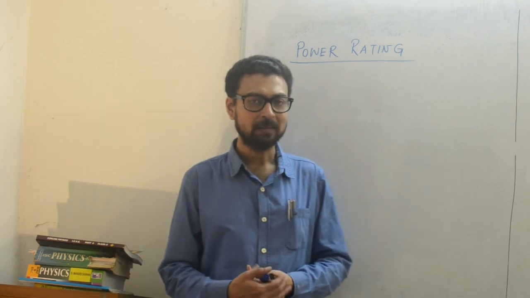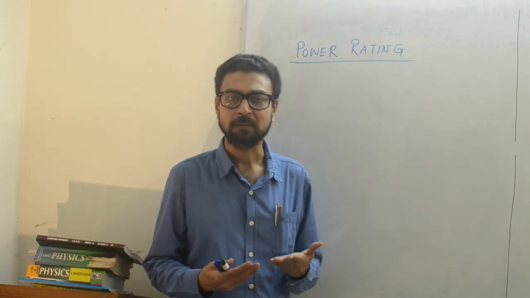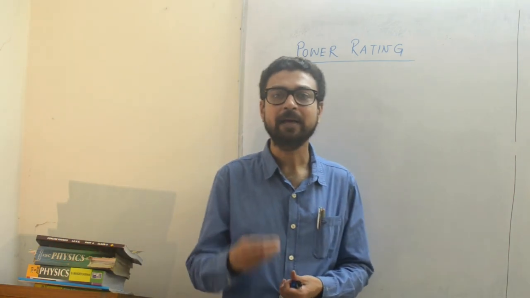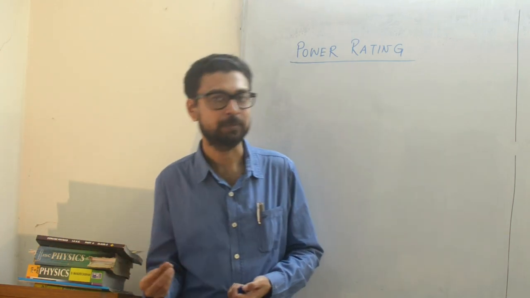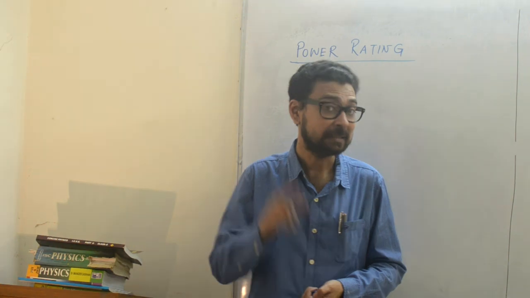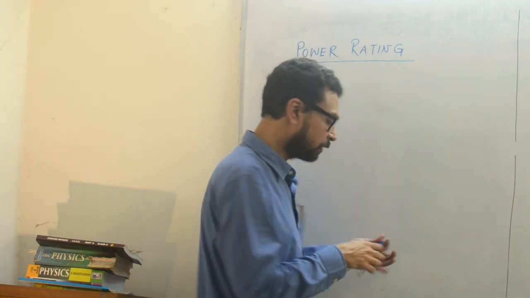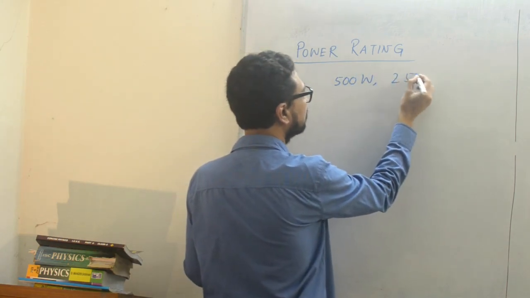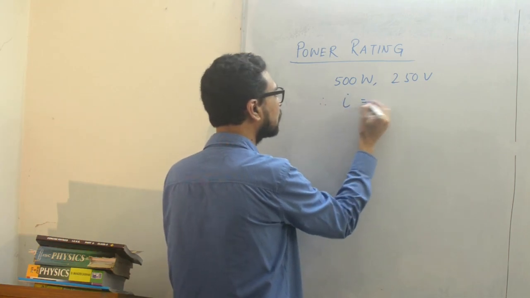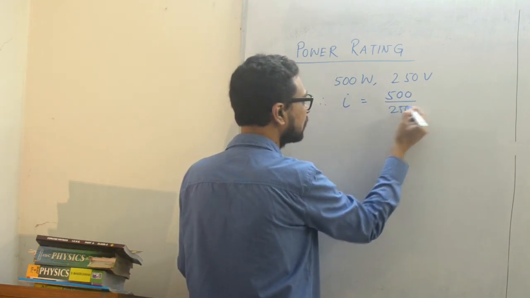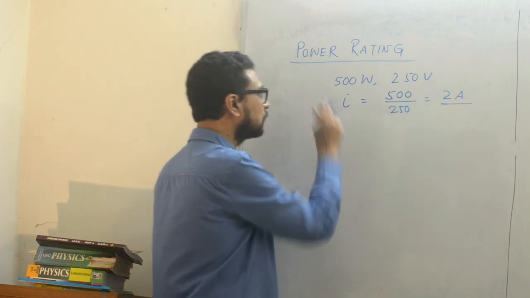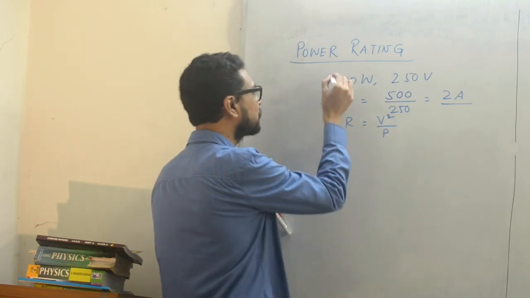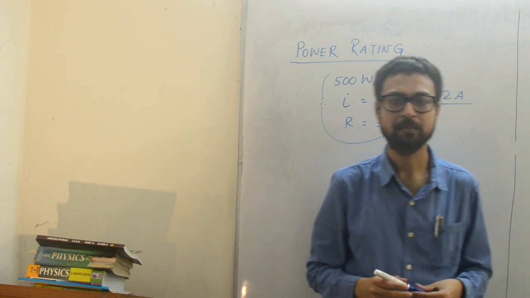You see, power rating is nothing very difficult. Each and every appliance has a power rating, like we write 300 volt, 300 watt, 220 volt, 250 volt. These are power ratings, but they give us a lot of information. Suppose we have 500 watt, 250 volt. You can easily calculate the current, which is power by potential, so it will consume 2 ampere of current. You can also calculate resistance. These are the information that we get from a power rating.